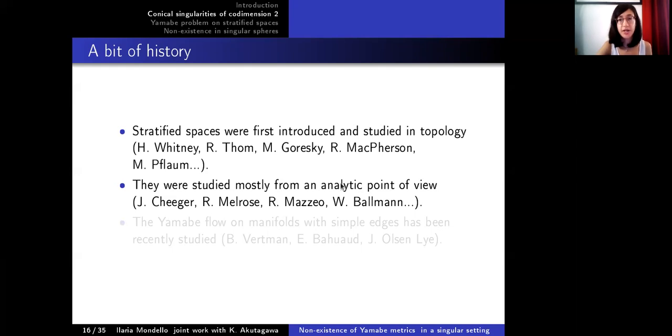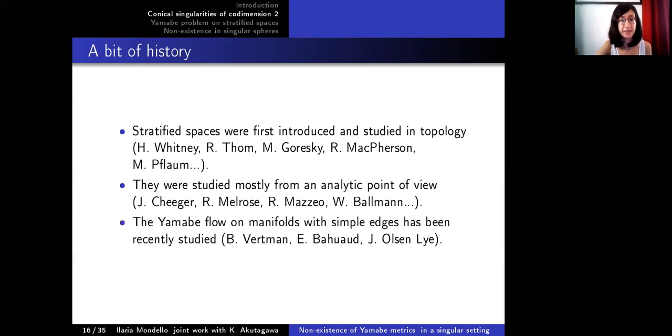And the tool that is most used is microlocal analysis, which we're not going to use in this talk. And recently there has been some work about the Yamabe flow on manifolds with simple edges. Studying the Yamabe flow can give another way of solving the Yamabe problem if you're able to get long time existence and convergence. And this is done by Boris Vertman, Eric Bahuaud, and a student of Boris Vertman.